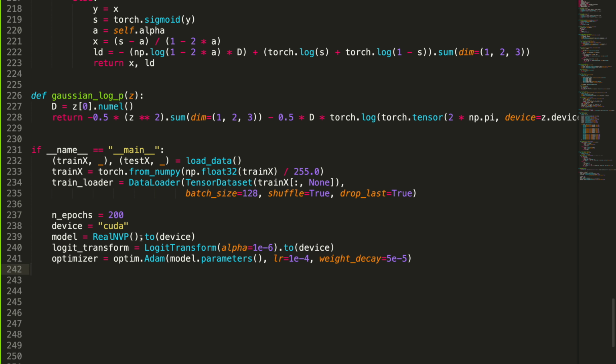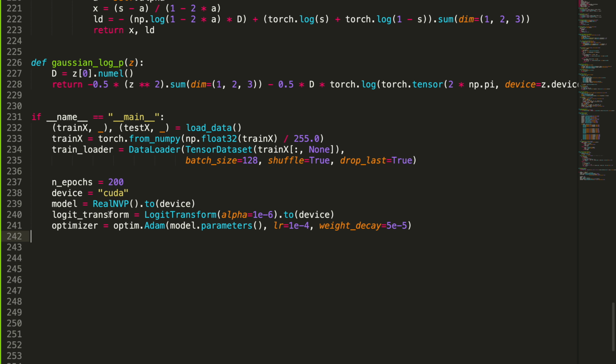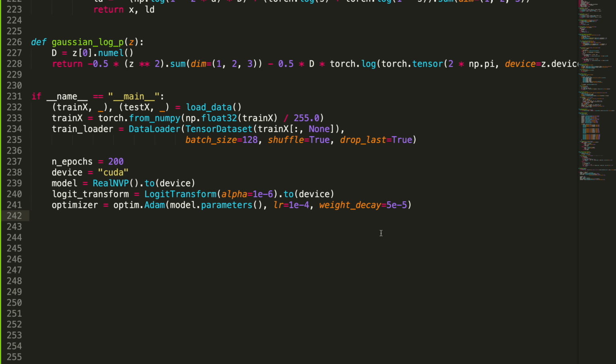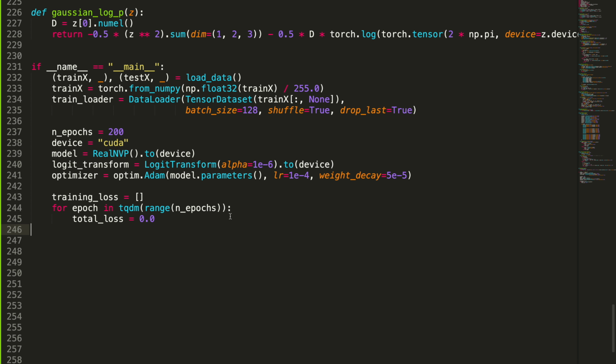We create our Real NVP model. We create our logit transform, and we are going to use the Adam optimizer with a weight decay of 5e-5. I think that's the hyperparameters from the paper. They mentioned that they use weight decay. I don't know if they mentioned the value. Okay, and then we can iterate over the number of epochs.